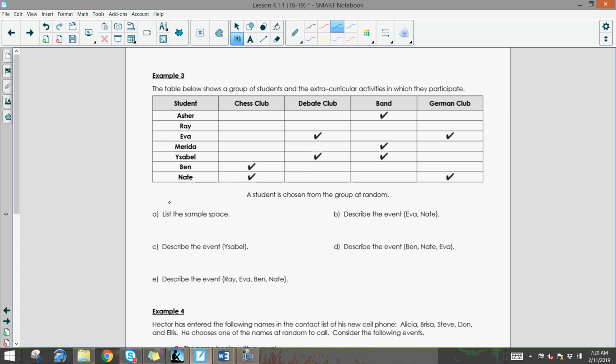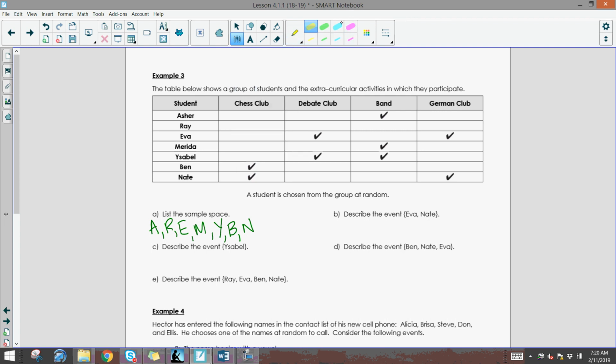So our sample space is going to be, do they all start with a different letter? Oh, that's awesome. All right, so we're just going to go by letter. So A for Asher, R for Ray, E for Eva, M for Merida, Y for Isabel, B for Ben, and N for Nate. Okay, so our sample space is the 7 students that we're looking at. Okay, so this says describe the event of Eva and Nate.